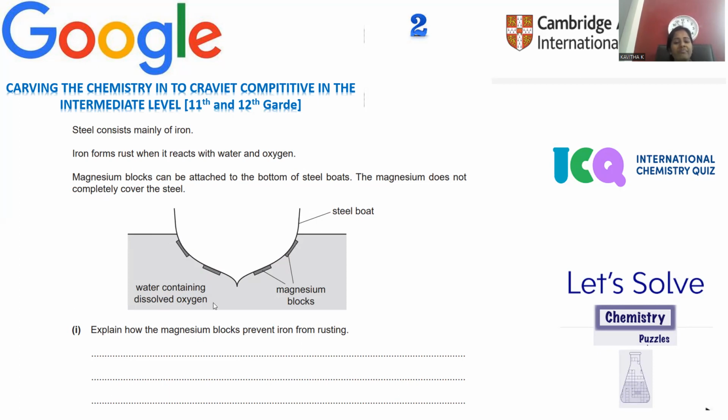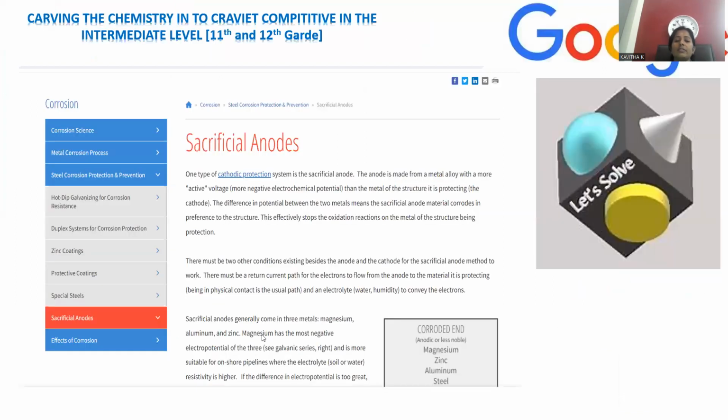Now the question is, explain how the magnesium blocks prevent the iron from rusting. How is magnesium preventing rusting, though it is not completely covering the entire surface? Still, this magnesium is showing its protective activity against the rusting of iron. It is used to prevent the corrosion process of iron. Rusting can be prevented whenever magnesium is inserted like this as a block. So let me explain with this.